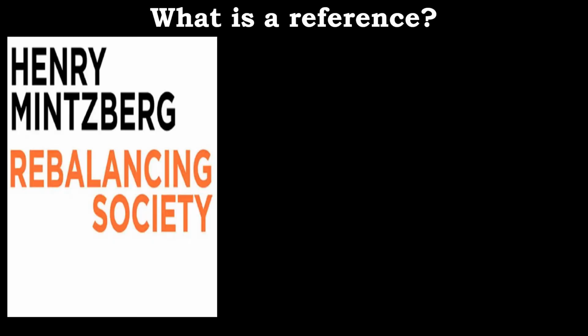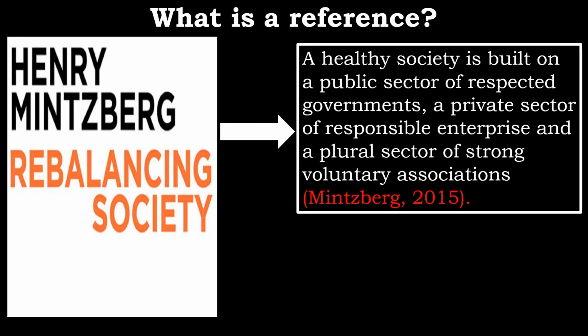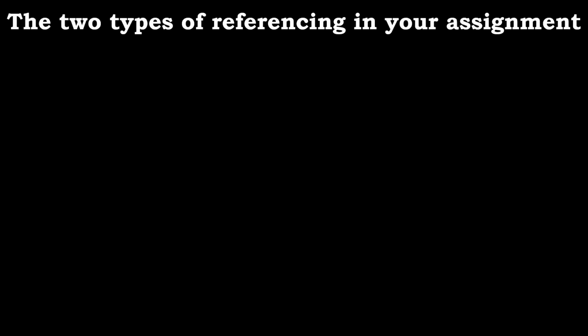You are reading Henry Mintzberg's Rebalancing Society. You see in Mintzberg's book some useful information, so you take this information and put it in your assignment. Look at the reference in red. You reference Mintzberg and the year his book was published. Mintzberg, 2015.